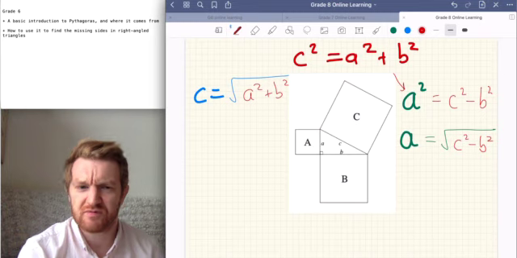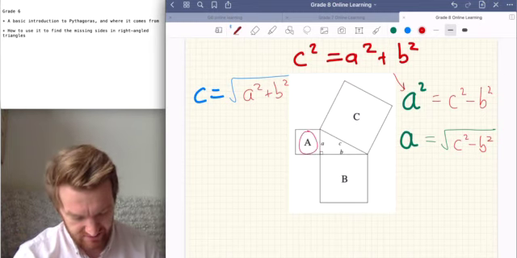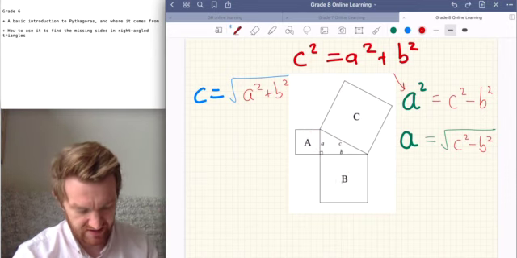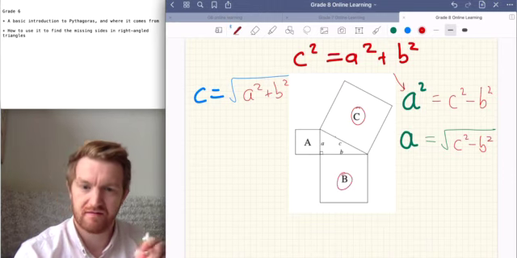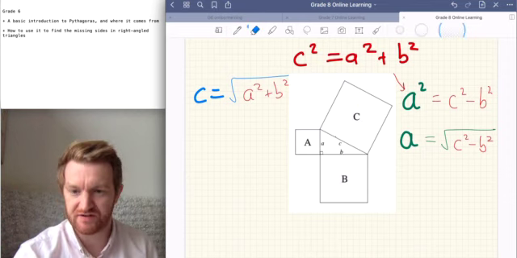Why is it a subtraction? Well, think about it in a simple way. If we know that these two small ones together make a big one, then by taking this one and cutting out b, you'd be left with the area of A. So the big one minus the smaller one.